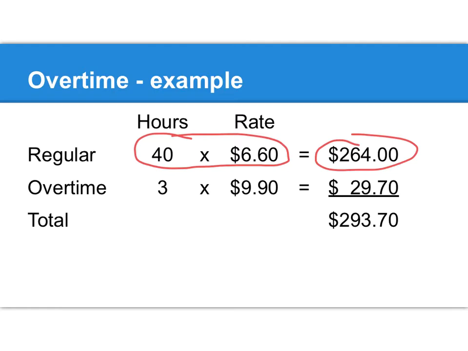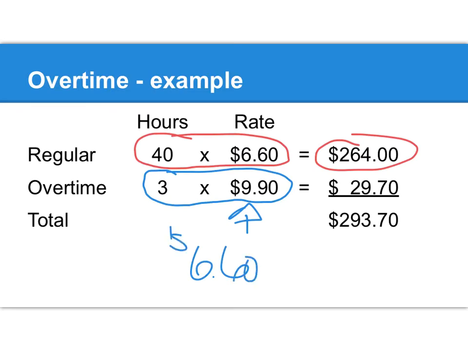But he didn't stop at 40. He worked 3 more hours, and those 3 hours come at an hourly rate of $9.90. And this is, by the way, $6.60 multiplied by 1.5. So that's where the $9.90 is coming from. We've taken his hourly rate and multiplied it by 1.5. So he's made $29.70 in those 3 overtime hours, put them together for a total of $293.70.